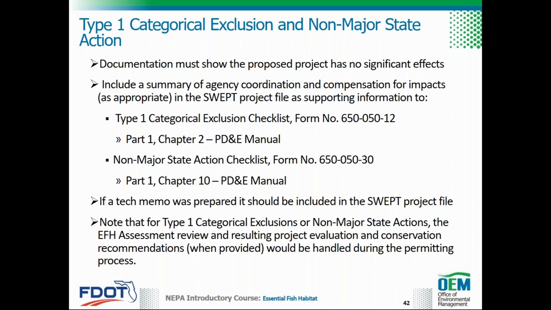Please refer to Part 1, Chapter 2 of the PD&E manual for more information regarding the Type 1 categorical exclusion checklist and Part 2, Chapter 10 for more information regarding the non-major state action checklist. If an EFH assessment was prepared for a Type 1 categorical exclusion or non-major state action, it should be included in the SWEPT project file. Note that for these projects, the EFH assessment review and resulting project evaluation and conservation recommendations, when provided, would be handled during the permitting process.